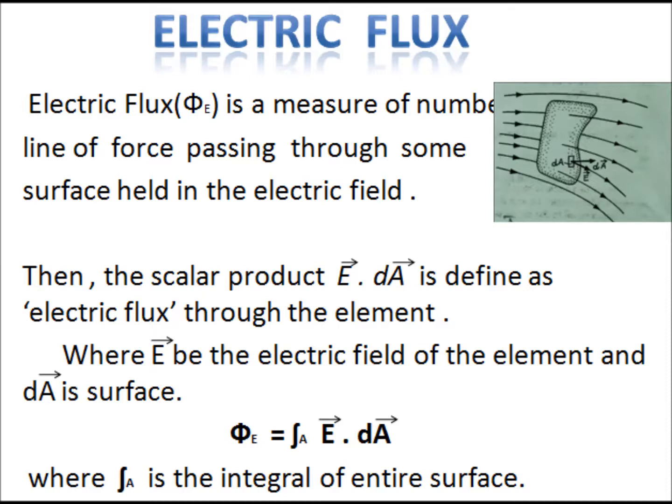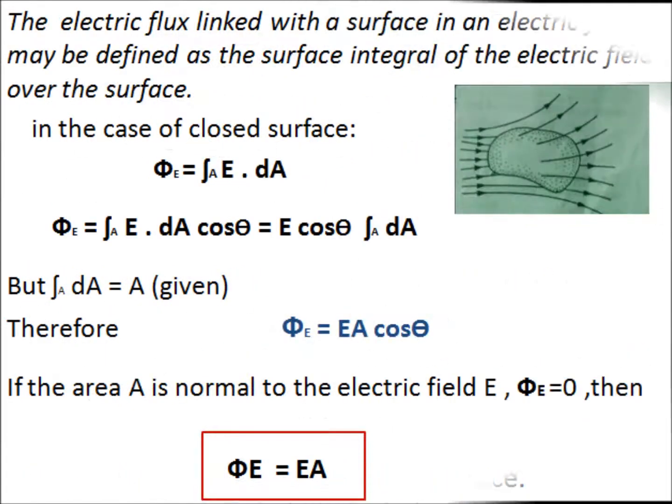Then the electric flux through the entire surface is phi E equal to the integral of vector E into d vector A, where the integral is over the entire surface. You should notice one thing, that phi E is positive if the lines of force point outward from the surface, and negative if they point inward. Thus, electric flux linked with a surface in an electric field may be defined as the surface integral of the electric field over that surface.